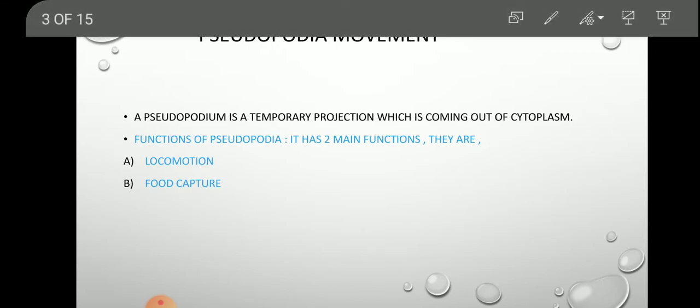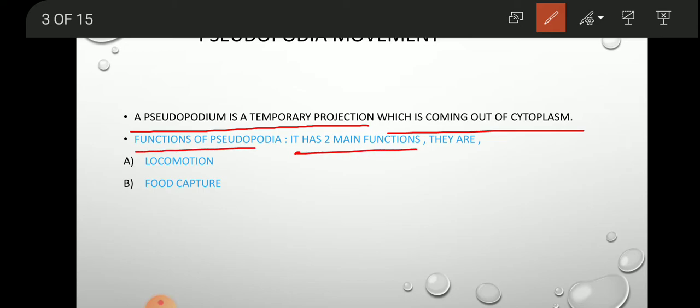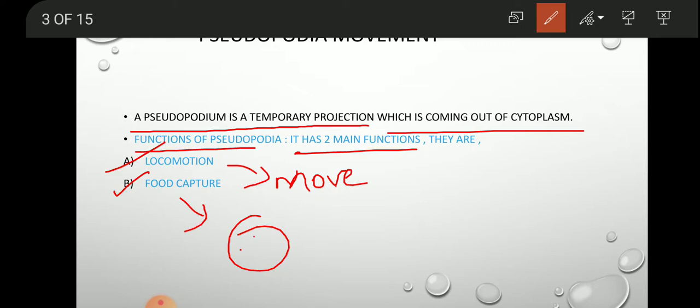So pseudopodial movement. A pseudopodium is a temporary projection which comes out of the cytoplasm of the organism. Functions of pseudopodia: there are 2 functions. They are locomotion and food capture. So we all know that pseudopodium helps in movement, and it also helps in capture of food, is it not? How it captures food we'll study in the further slides.